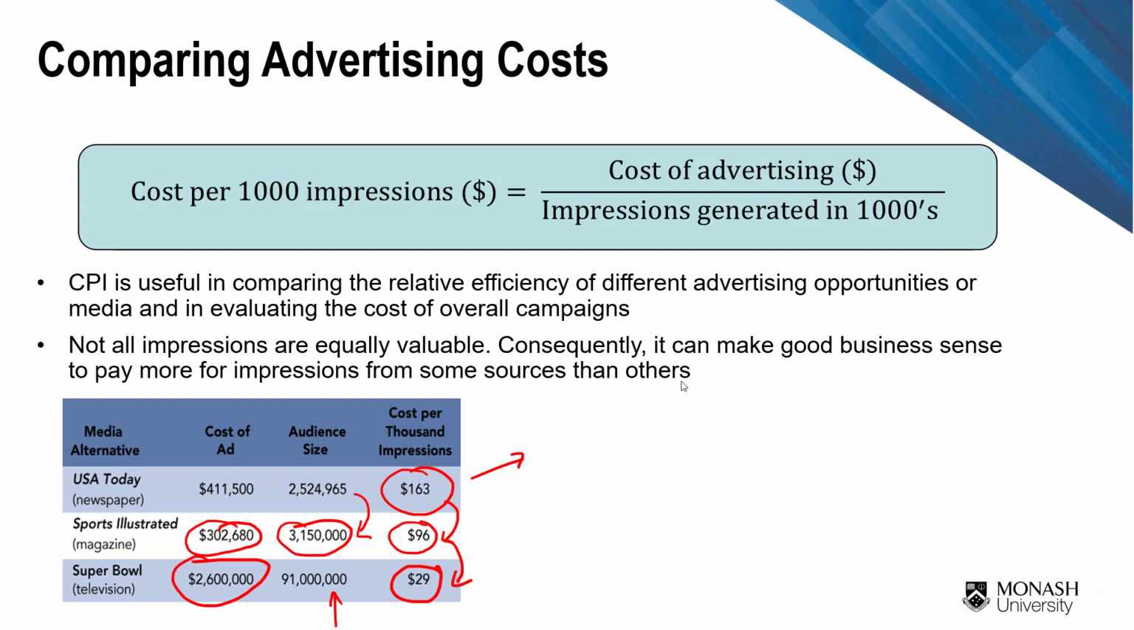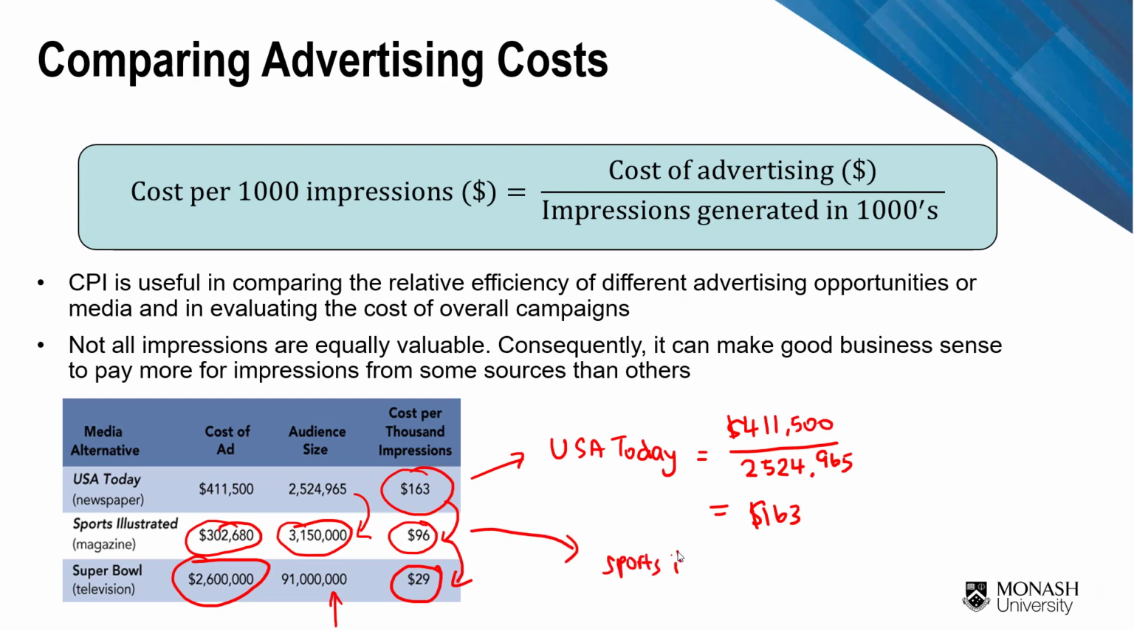All right, lastly, before we finish with this video, I'm just going to show you how to calculate any one of these. For USA Today, the calculation will be the cost, which is 411,500. The audience size is 2.5 million, so I will have to divide that by 2,524.965, with the decimal. You basically have to convert this into thousands, because they want the impressions generated in thousands. So this will give you 163. I'll show you one more. Let's say for this one, Sports Illustrated.